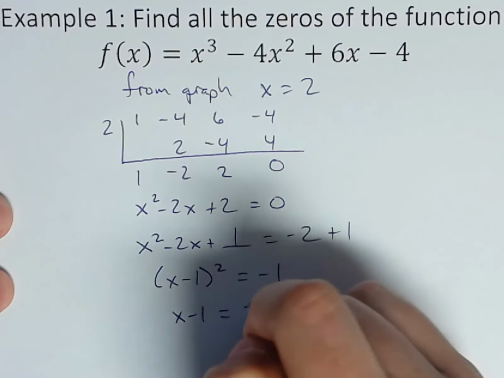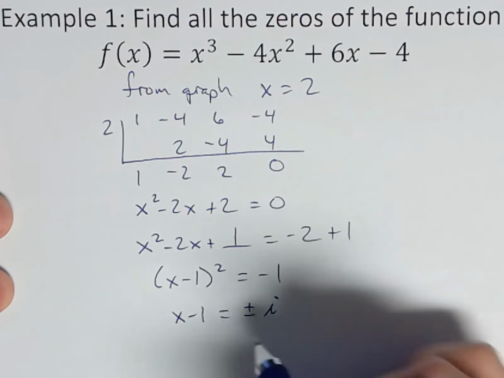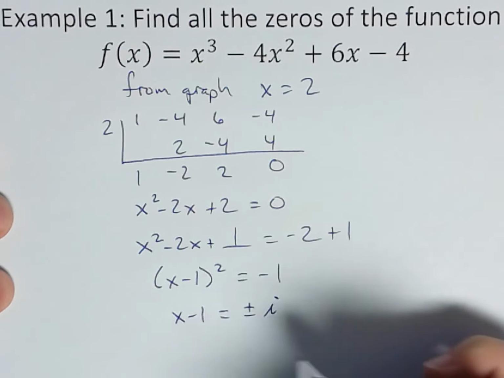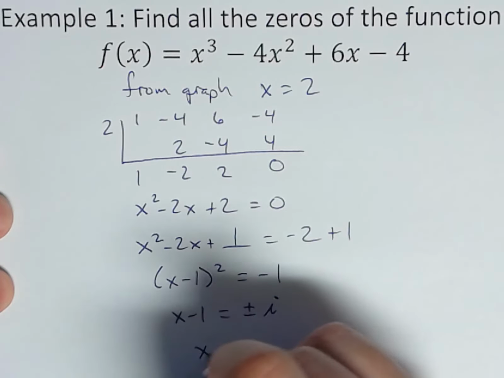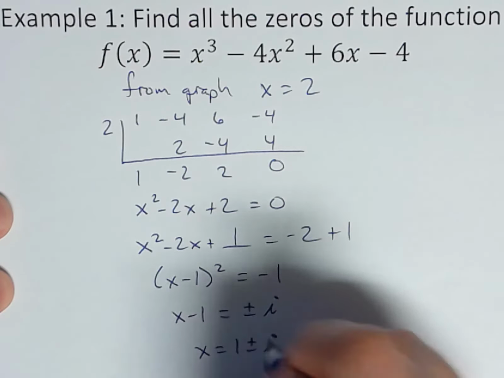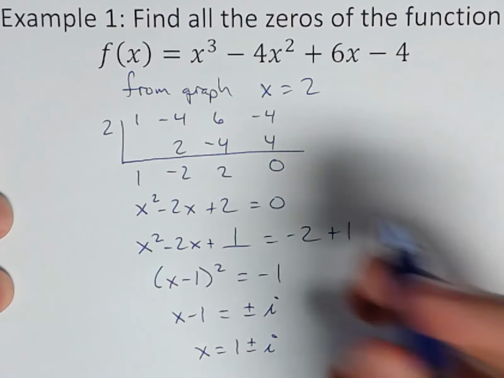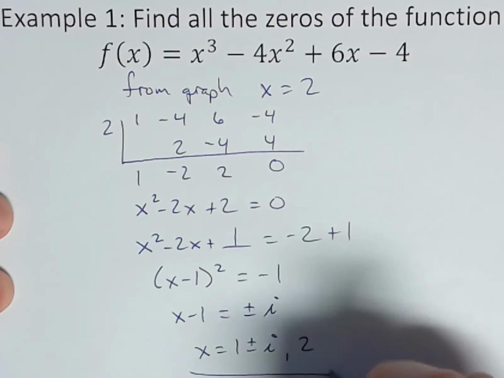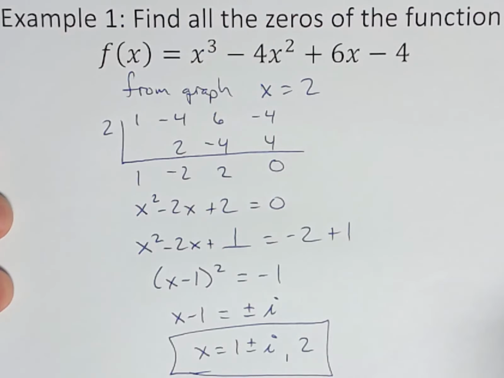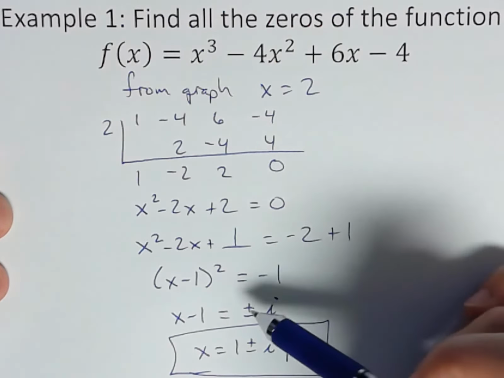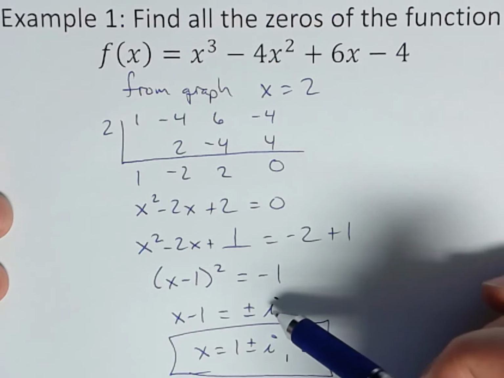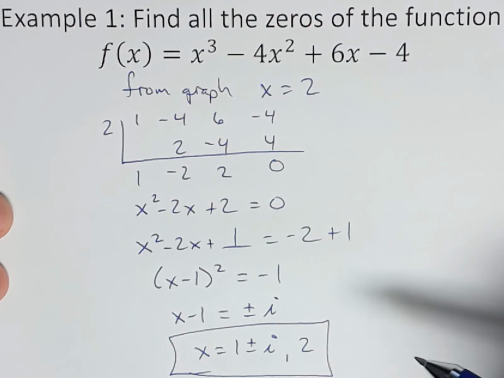So x minus 1 equals plus or minus i. Notice square root of negative 1 is going to be i. And so x equals 1 plus or minus i. And then, of course, we also had that 2 that we found from our calculator. There is our solution. Again, very similar to what we did before, just when we got to our quadratic, it had imaginary solutions. But the process, exactly the same.